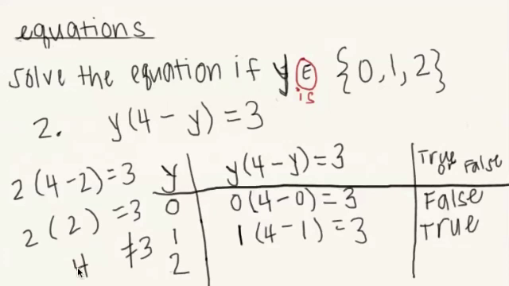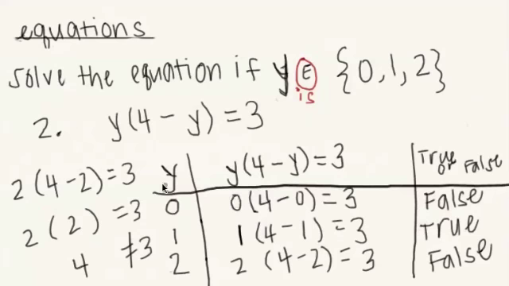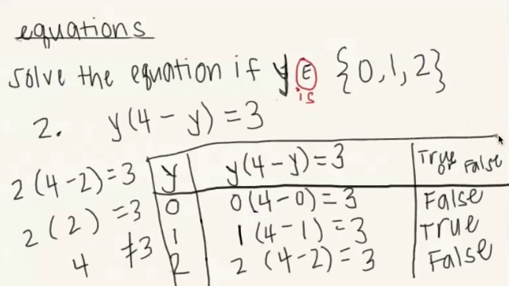So you should have ended up with 4 does not equal 3. Okay, so this one is definitely false. Remember, my final answer is just this chart right here. And I'll be looking for the chart.